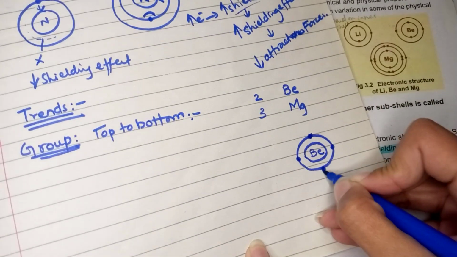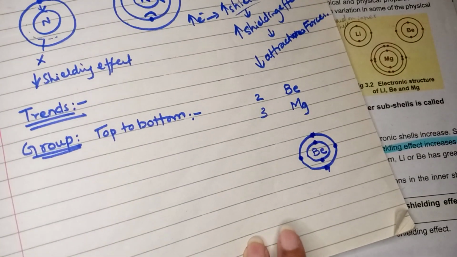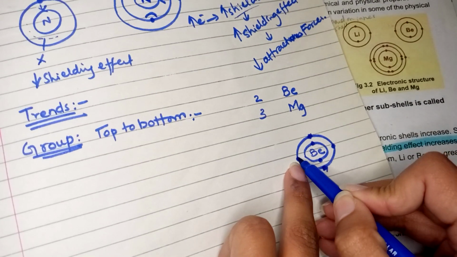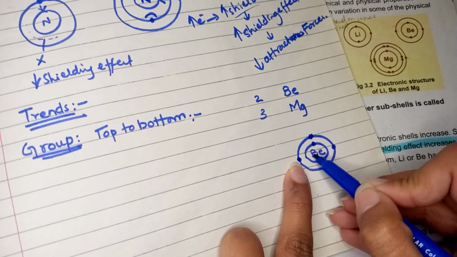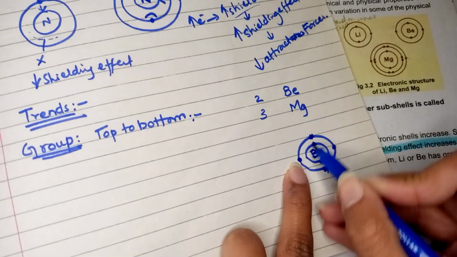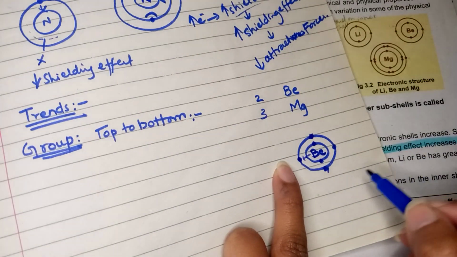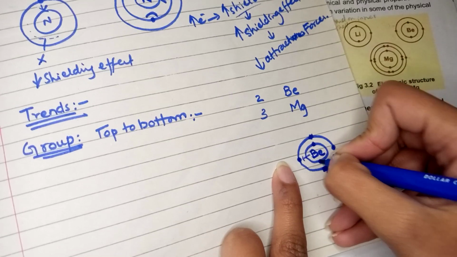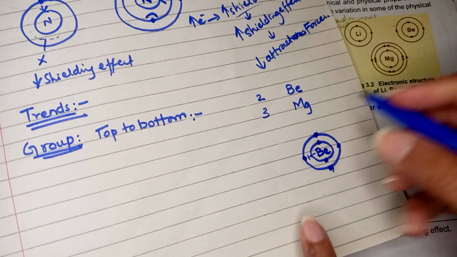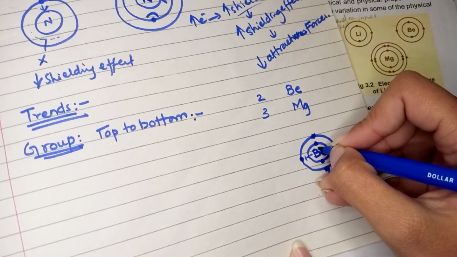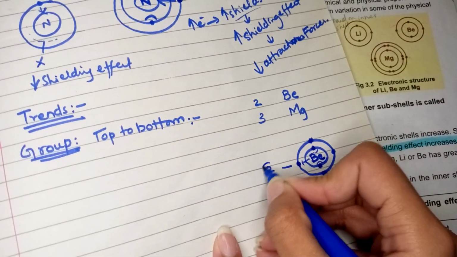And this is the inner one. Now what you can see here is that this is the outermost shell and this is the outermost electron in it, and this is the nucleus. The nucleus exerts an attracting force on this outermost electron, but the electrons present in the inner shell provide a shielding effect. There are two electrons, so two shields would be there. So let us write here 2.